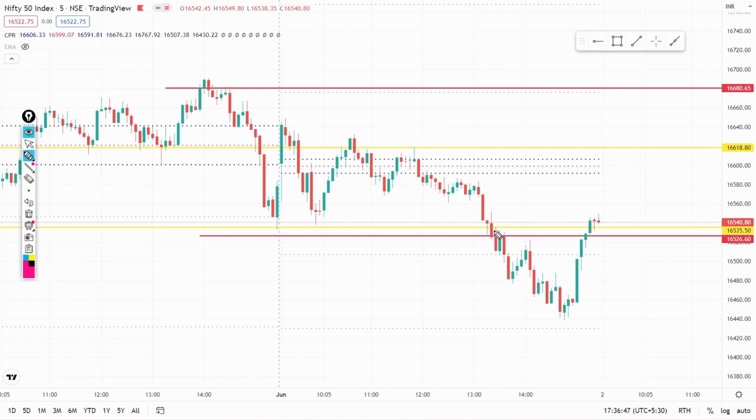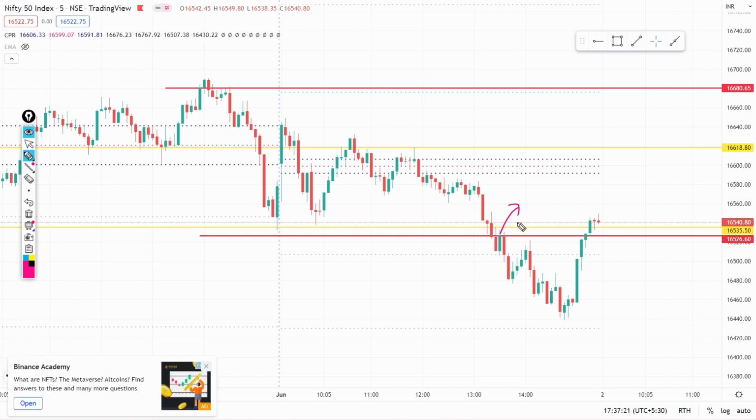So as you can see, it didn't give a closing below the support line, so we have to wait for the next candle. When you take the position somewhere here, your stop loss must be right above this, because this yellow line is a previous day support. So you have to definitely keep the stop loss right above this.